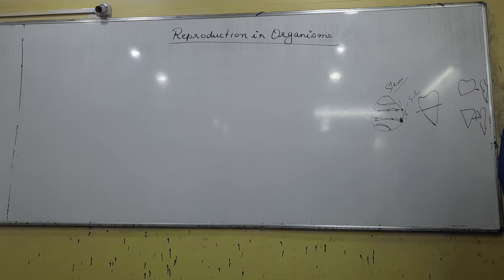Out of this, questions have been asked. Examples: runner, offset, stolon. Offset and its line are very important. A cluster of hair, a cluster of leaves above and a tuft of hair below, right? You have this structure, this is a node. From the node you have leaves, and from the node you have hair-like roots. This is called an offset, generally seen in water plants, hydrophytes.